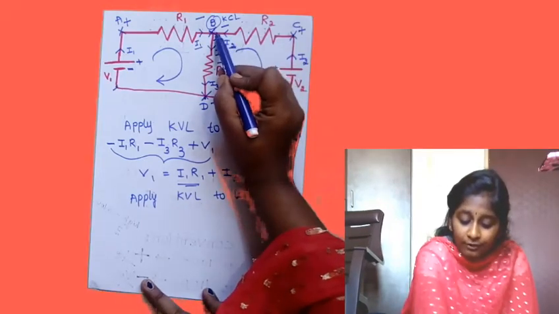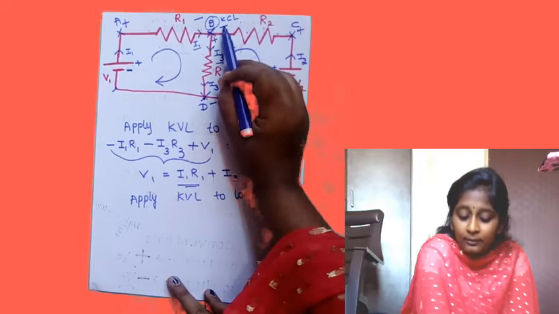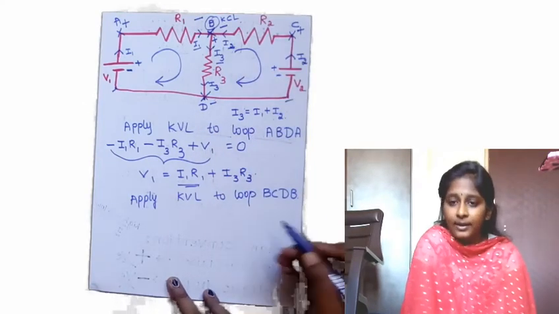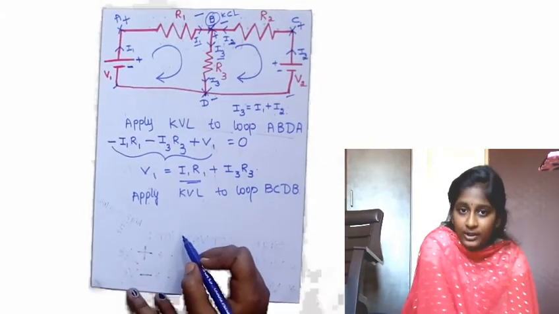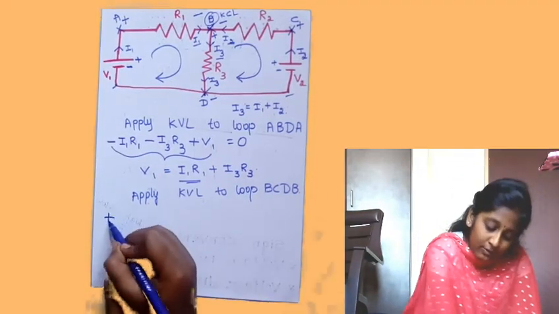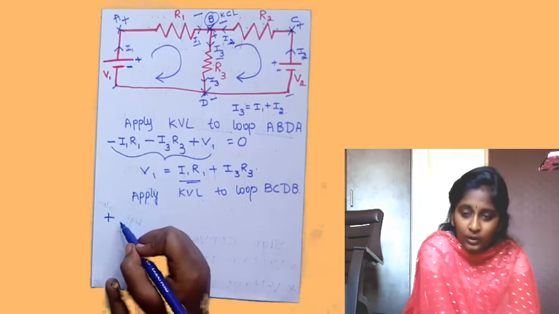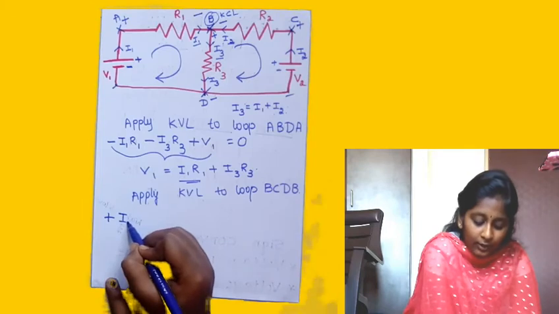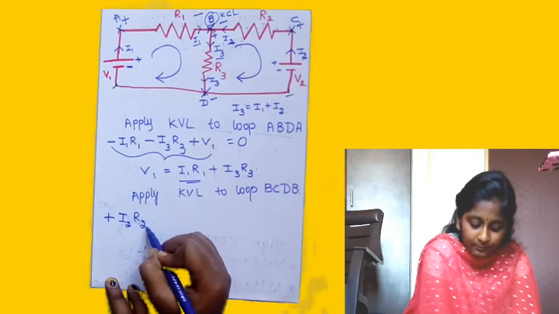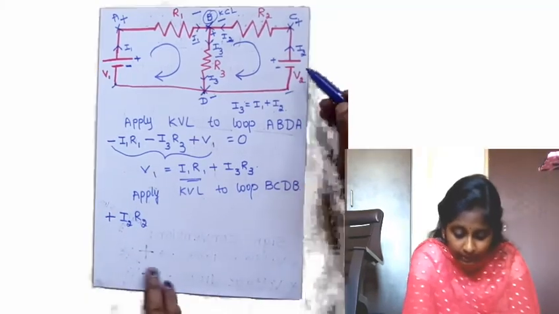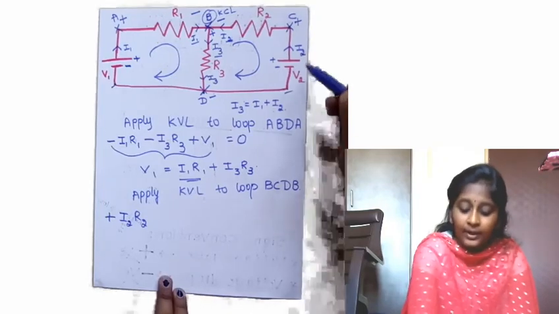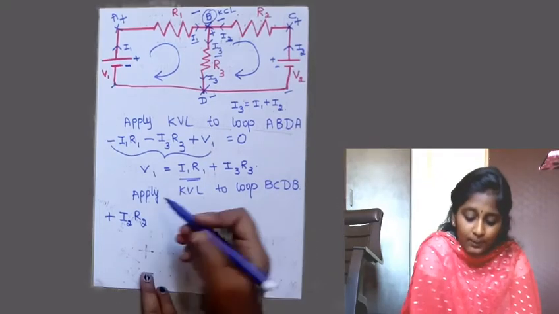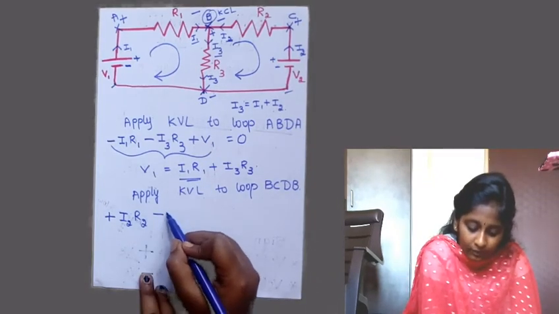Now I am going from B to C, that is negative to positive. That means the voltage rise is coming. For voltage rise, we have to take positive sign, and the voltage drop across R2 is I2 into R2. After this, I come to voltage V2, that is from positive to negative, that is voltage drop. Voltage drop is taken to be negative V2.